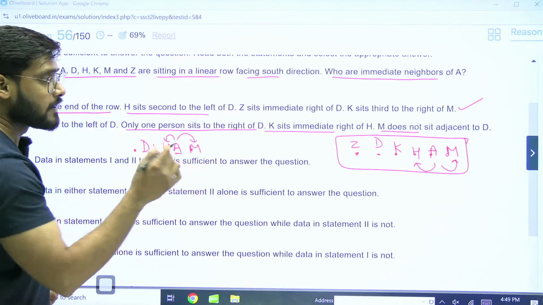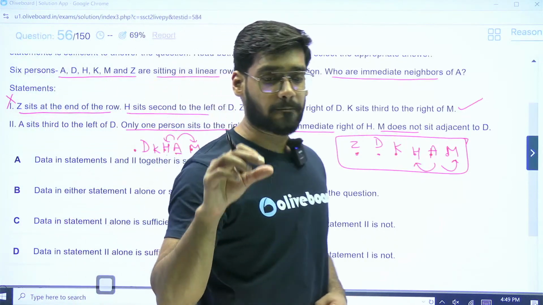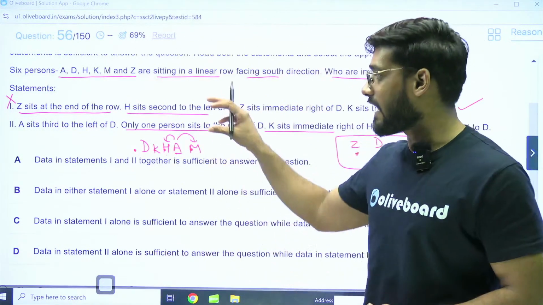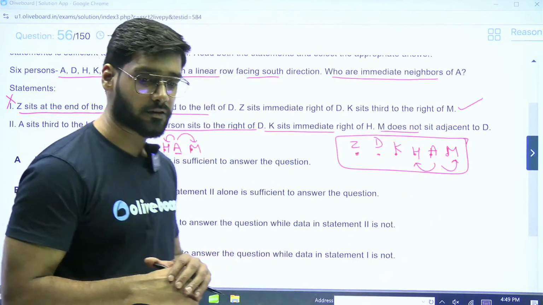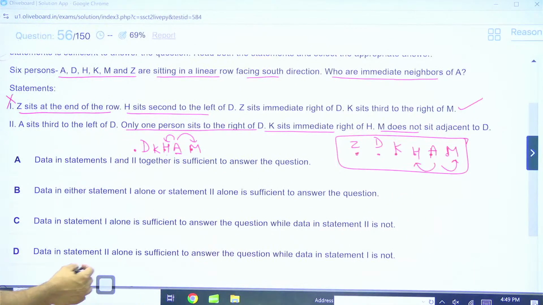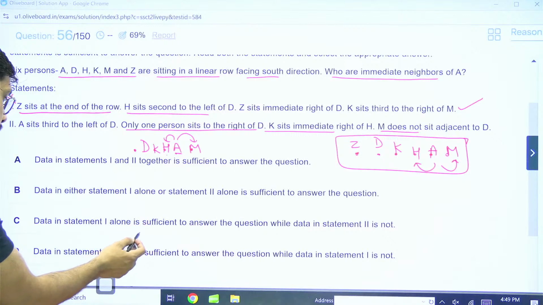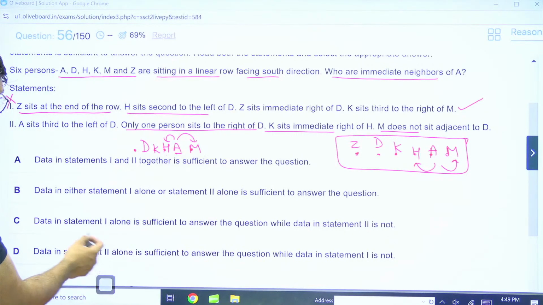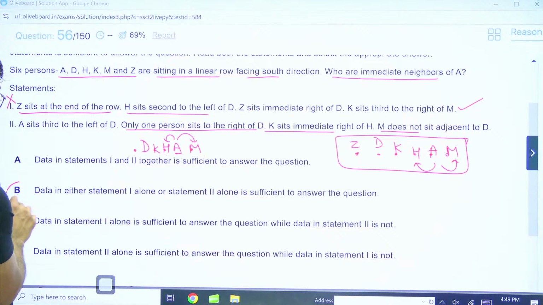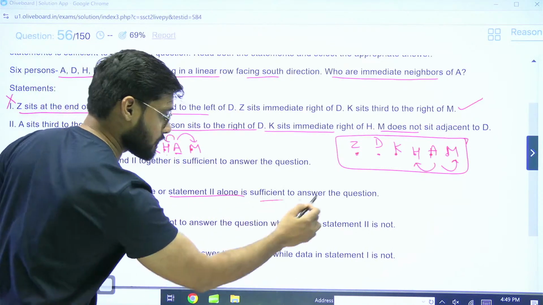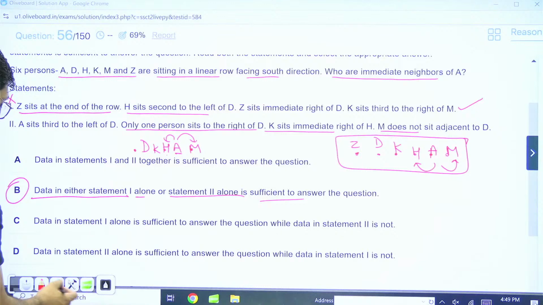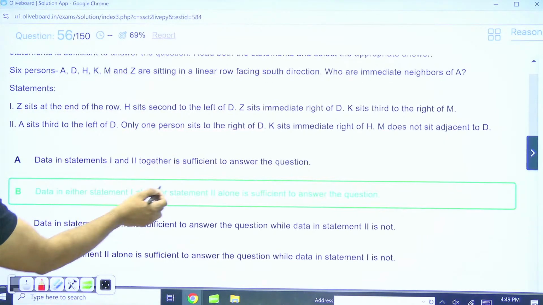H and M. So both the statements independently are giving the answer of who are the adjacent neighbors of A. The answer should be either or. Option B: data in either statement 1 alone or statement 2 alone is sufficient to answer the question. Let's mark B. B is the right answer.